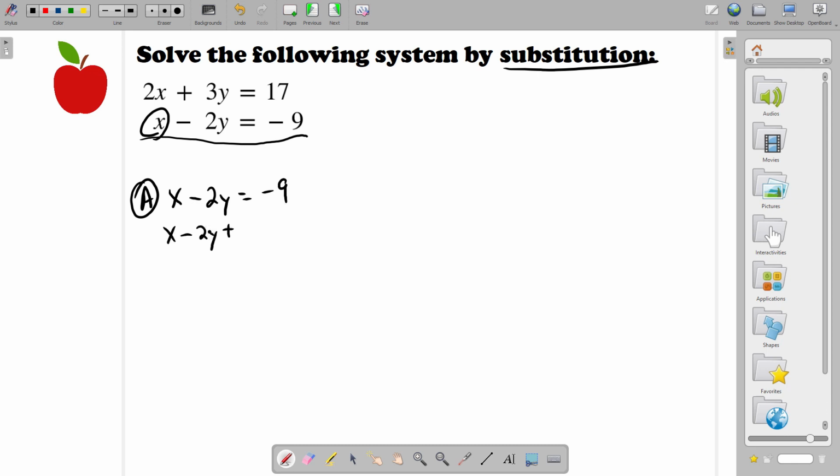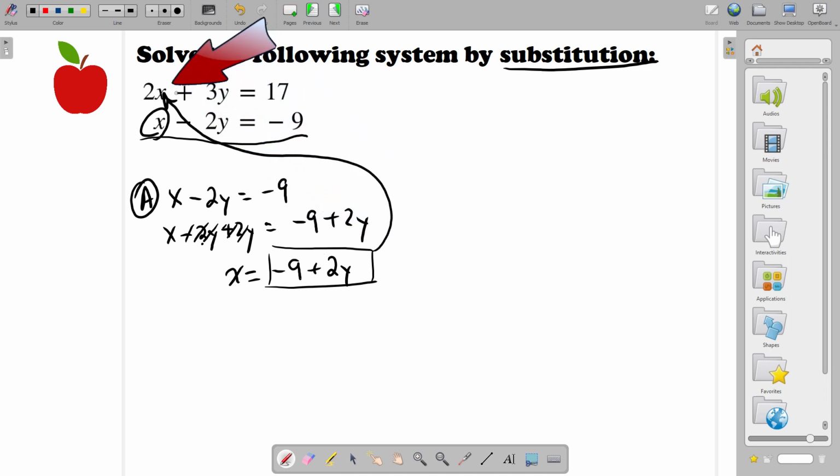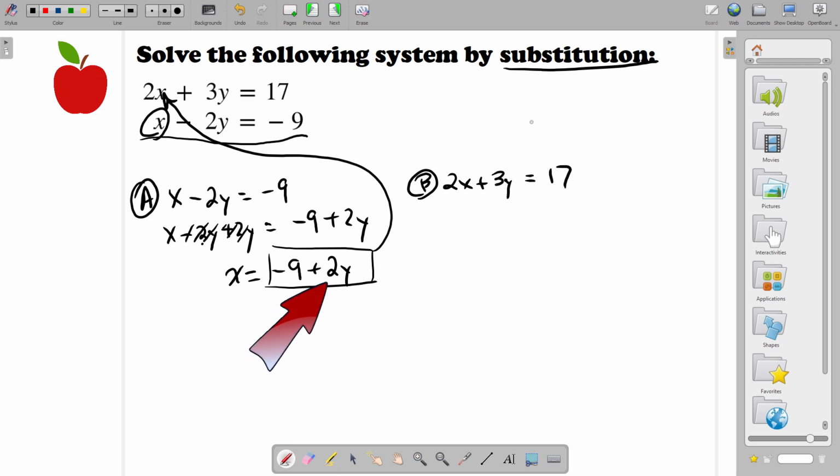And so I'm going to start with this equation, and I'm going to solve it for x. So I need to add 2y, and then the y's add out. I'm left with x, and I have -9 plus 2y. Now I'm going to take this expression that is equal to x and take it and put it right there. So my step B is to take 2x plus 3y equals 17. And I'm going to take this expression and plug it back in for x.